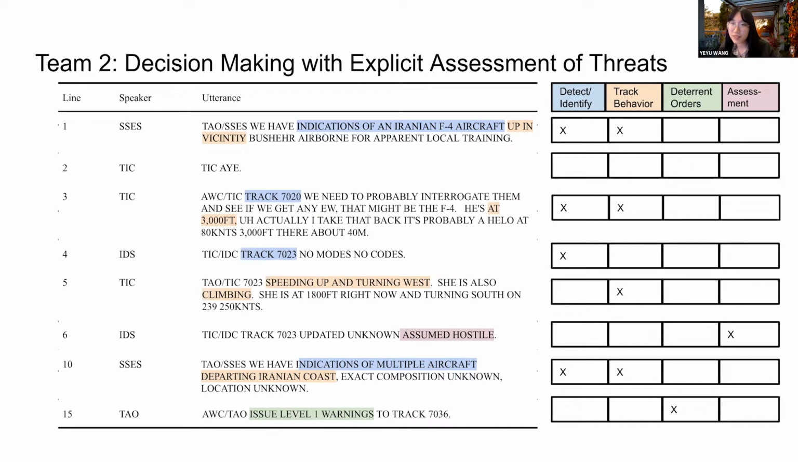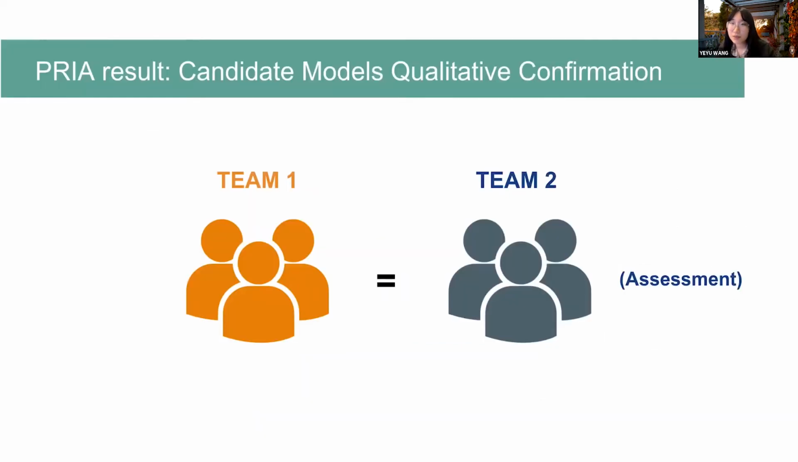For team 2, the process of issuing the level 1 warning was the same. There was also an F4 airplane detected, which didn't identify itself, except here on line 6, the track was explicitly assessed and assumed as hostile. So with or without assessments, the two teams reached the same decision. So here we confirm that taking out the node of assessment doesn't change the qualitative story.